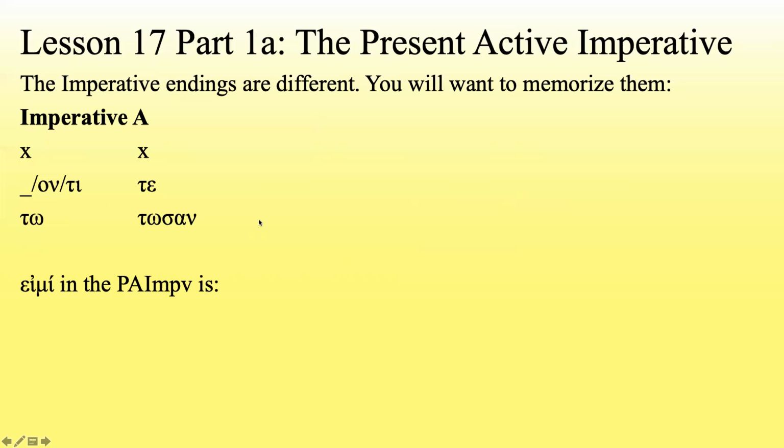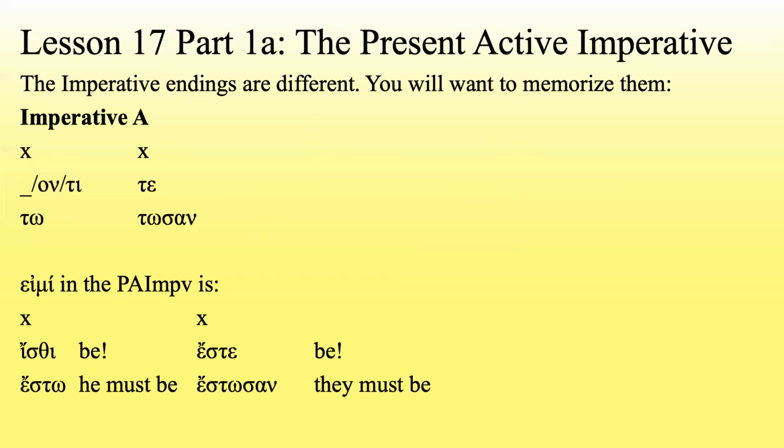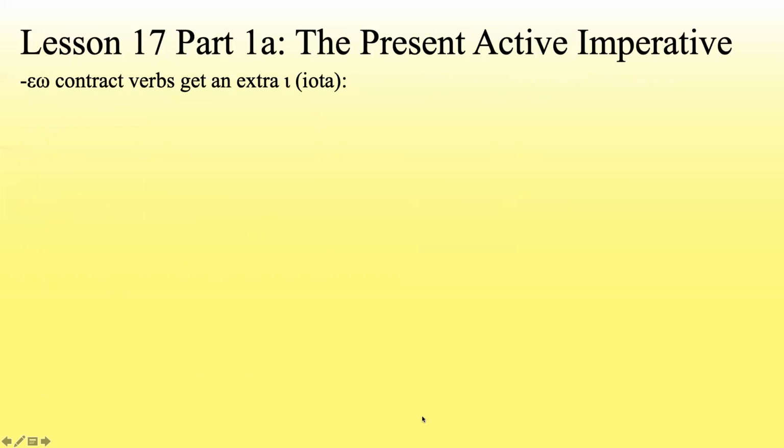So a me in the present active imperative is isti, esto, este, and estosan. So these three here are pretty much what we would expect, just with a sigma instead of a mu, but we've seen lots of sigmas in AME before. And then this isti is crazy weird. So make sure you memorize that one. So we've got be, he must be, and they must be.